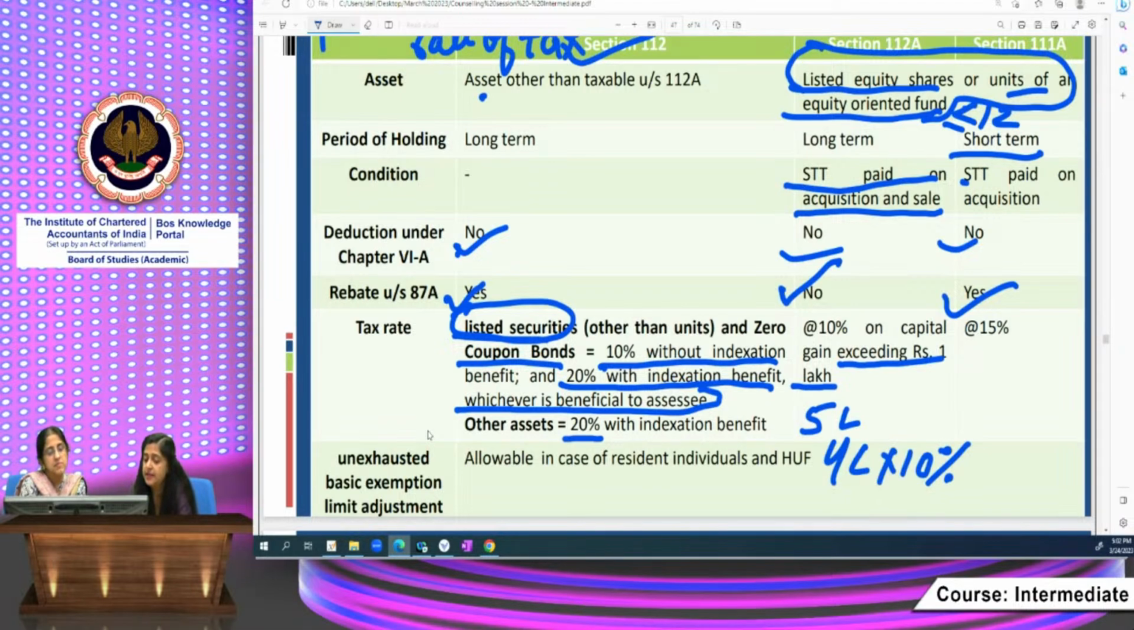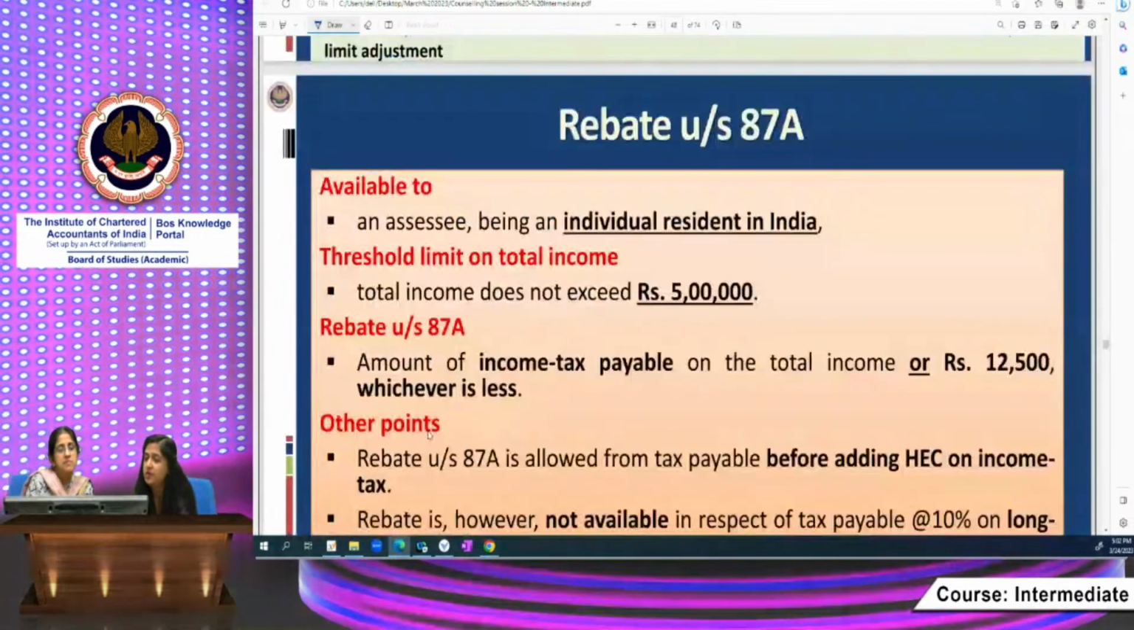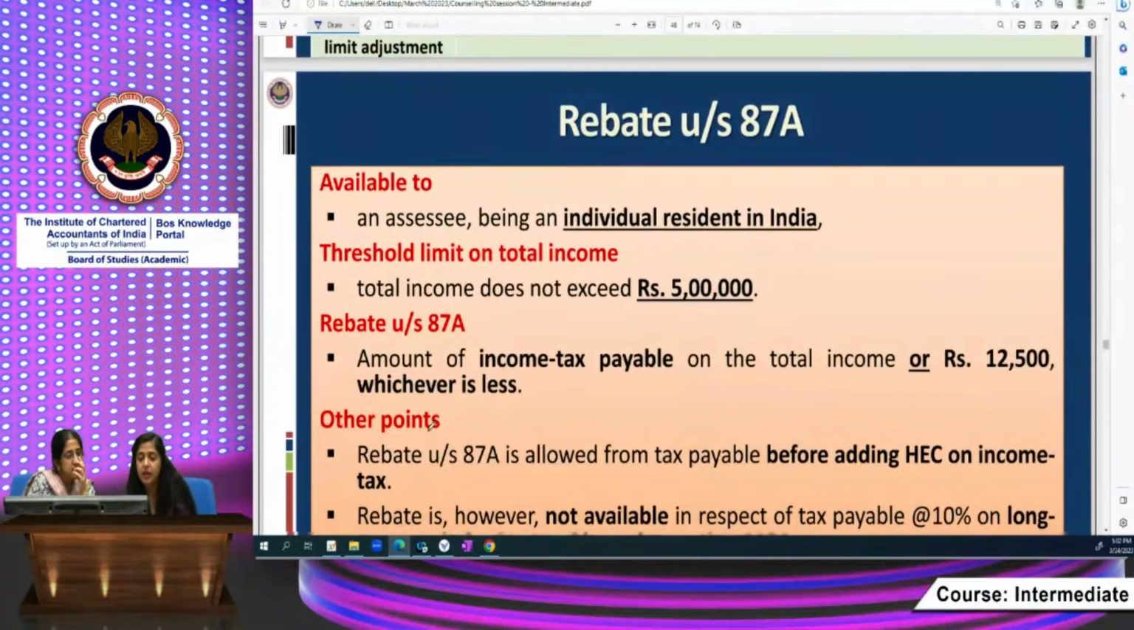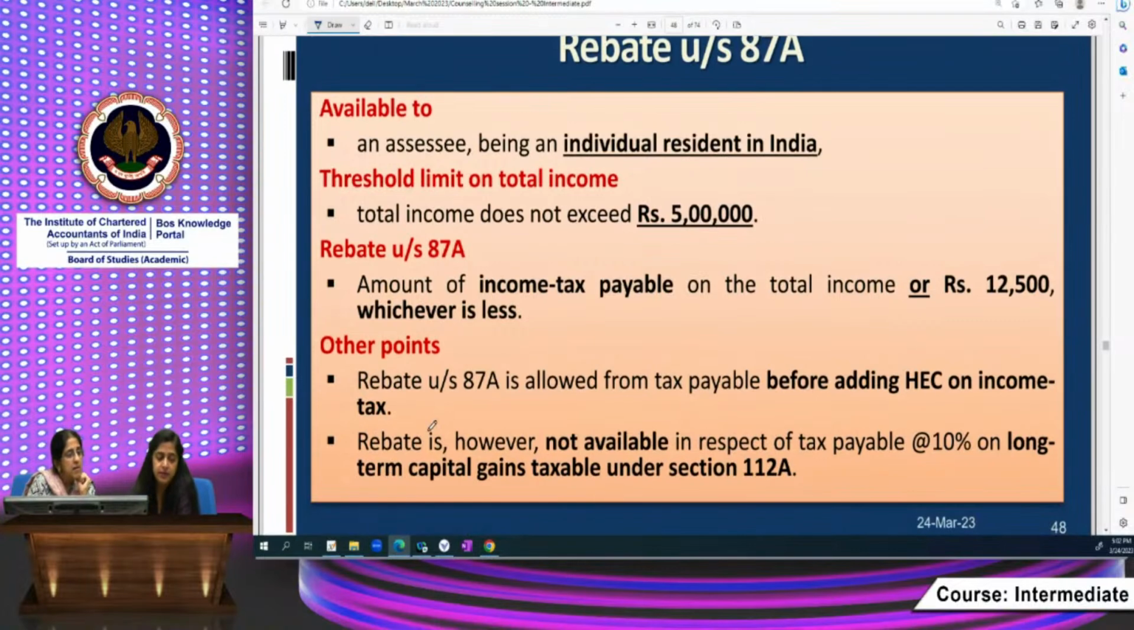Regarding the basic exemption limit, in case you are a resident individual or an HUF, then the basic exemption limit which is unexhausted, you can exhaust from all of these three, whether it's 112, 112A or 111A. What is rebate under section 87A? The rebate under section 87A.